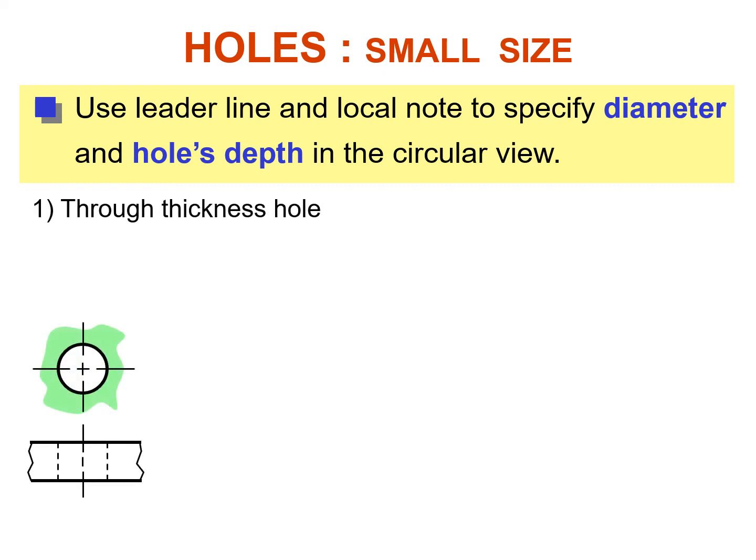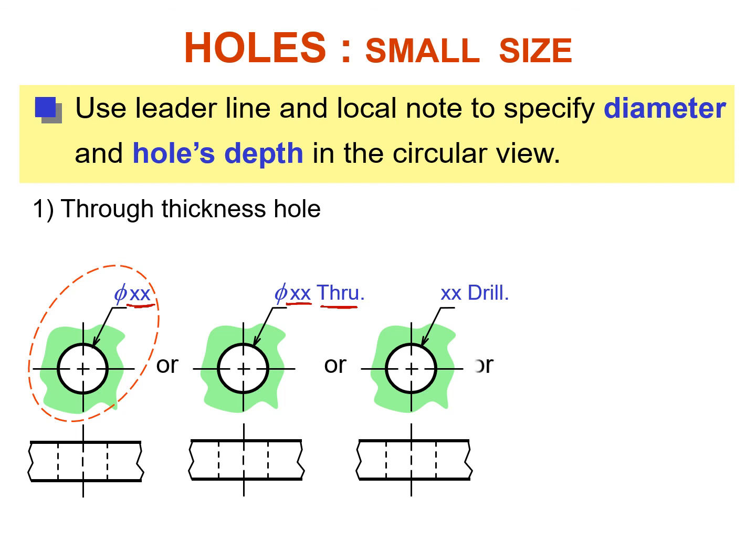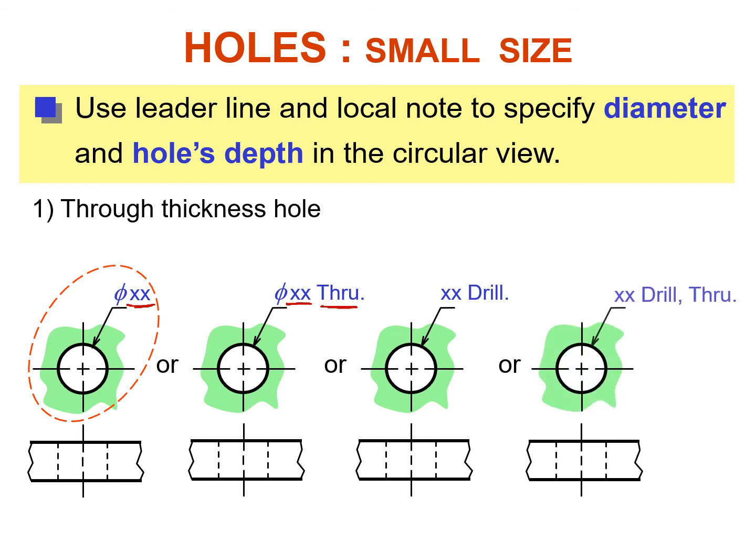And for example, if this is the front view and top view of a certain hole, then we should place the diameter symbol with the dimension. This actually represents a certain type of number. We can also represent this as such by writing through with it. It means that this is the through hole, and then we can also represent it as such, that is a drill, or if it is a through drill. So these are different representations of different types of holes.